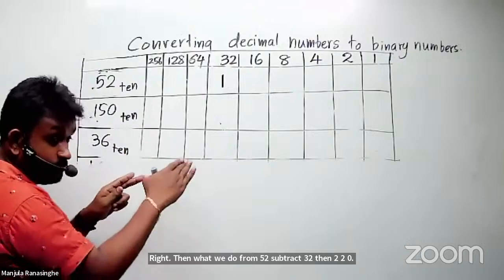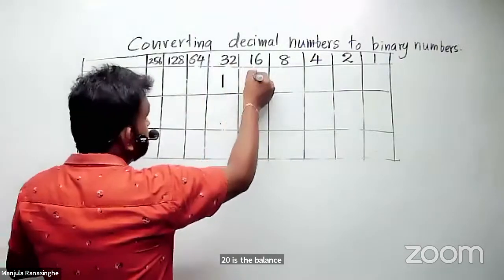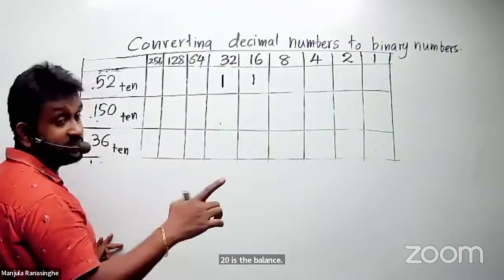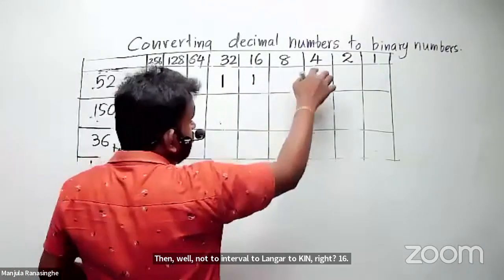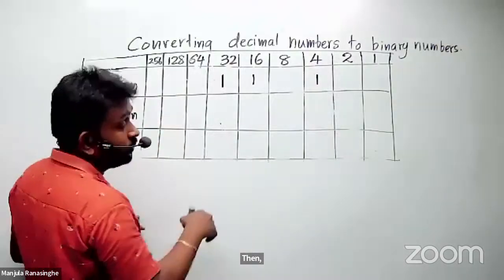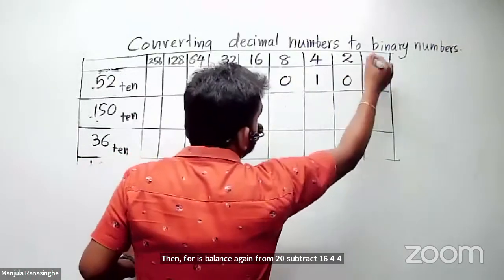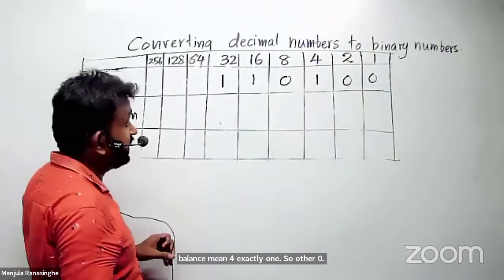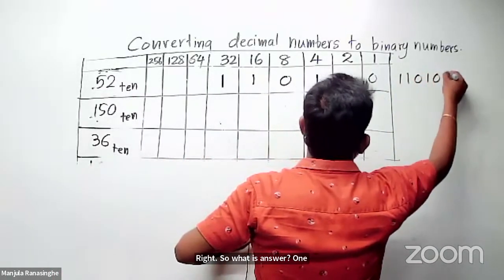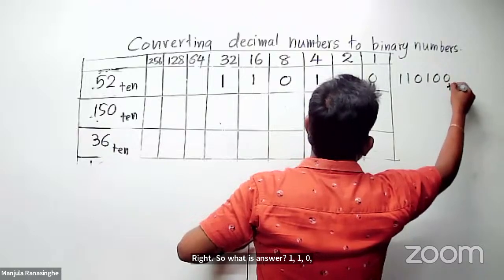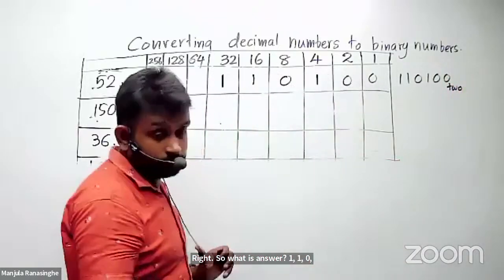Then for the balance 20, the nearest lesser value is 16. Right. From 20 subtract 16, 4 is balance again. 4 balance means exactly 1 for 4. So the others are 0. Right. So what is the answer? 110100 base 2.